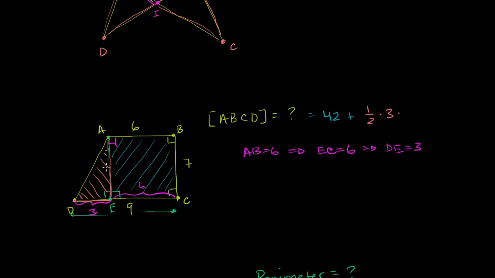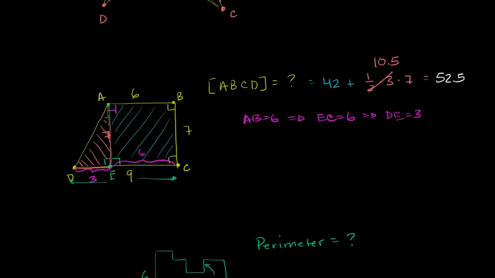This is a rectangle. Opposite sides are equal. So if this is 7, then this is also going to be 7. 1/2 times 3 times 7. So it's going to be 42 plus... let's see, 3 times 7 is 21. 21 divided by 2 is 10.5. So this is going to be equal to 52.5. 52.5 is the area of this entire figure.